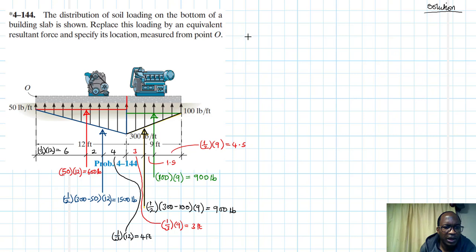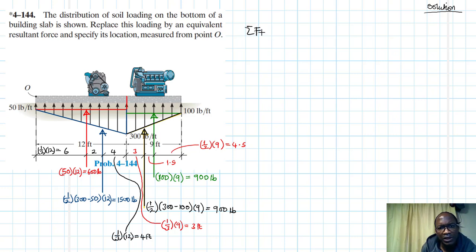What we need to do now is to find the summation of forces in the y, and then later on write this using our equation, which is the resultant in the y times d is going to be equal to the summation of moments about point O, and then we find what d is.